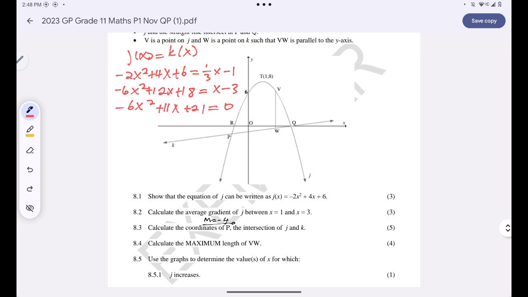For me to solve x, I must make sure that the value of a is positive. That means I must divide everything by -1. So I'll simply have x squared minus 11x minus 21 is just equal to 0. Then I'll just open two brackets.